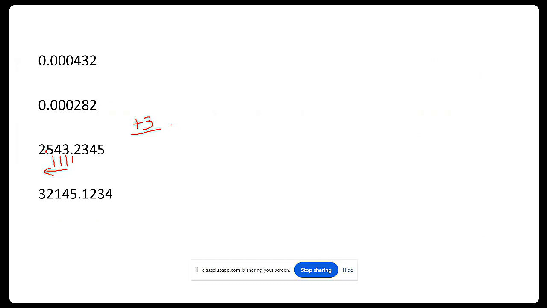Plus 3. If they ask you to write the complete equation, you can write 2.54 into 10 to the power of 3. So this is the complete equation, and the order of magnitude is plus 3. In simpler words, you have to move the decimal point either in the left direction or the right direction. If you are moving towards left, it is plus. If you are moving towards right, it is minus. The decimal value should be after the first non-zero digit.